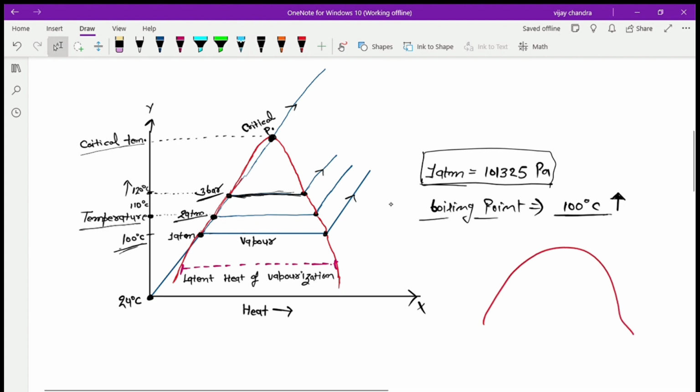As I wrote here, latent heat of evaporation. The latent heat of evaporation will be more if the pressure is less. Latent heat of evaporation means the heat required for converting the water, or the liquid form, into the vapor form.